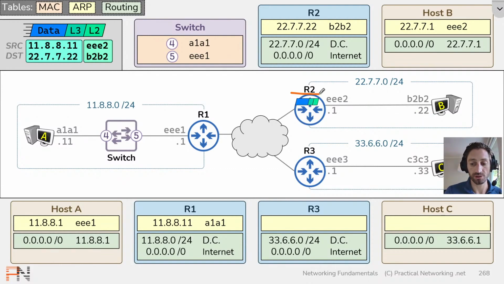Now, router 2, since it has host B's MAC address, can create a layer 2 header with the correct destination MAC address, which will take this packet from router 2 and deliver it to host B.